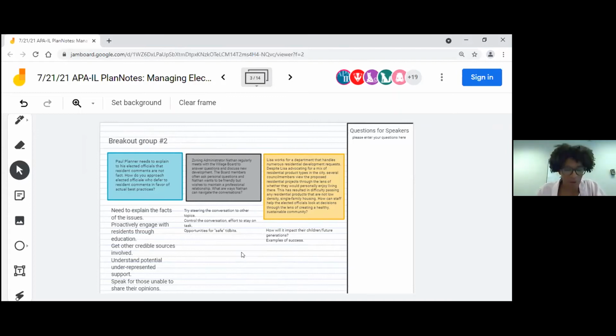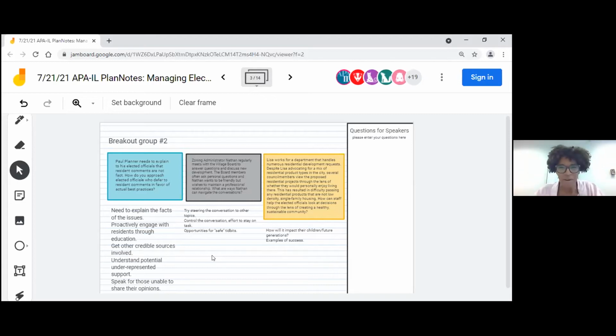Oh, let's look at this. Paul, planner Paul explained to his elected officials that resident comments are not fact. How do you approach elected officials who defer to resident comments in favor of actual best practices?